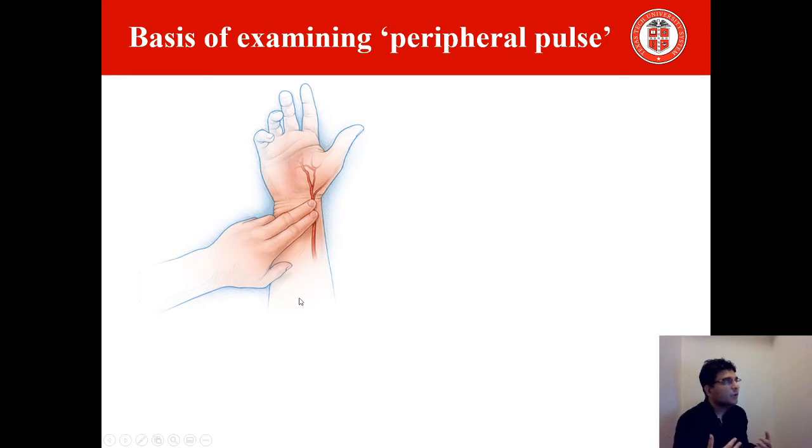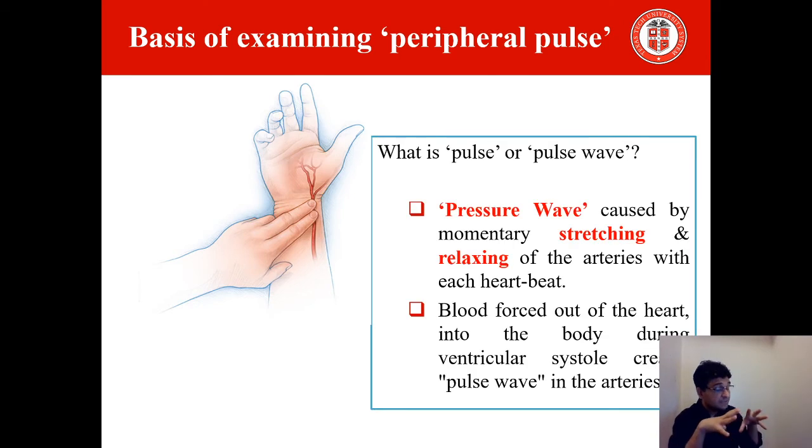Now, if we look at the basis of examination of peripheral pulses, we have the definition of the pulse. What is a pulse or a pulse wave? The first thing I want to highlight in this definition is that we are measuring or palpating an artery here. And because these arteries are present on the periphery, that is why they are known as peripheral pulses. You can have veins as well, but we cannot palpate veins because of less pressure.